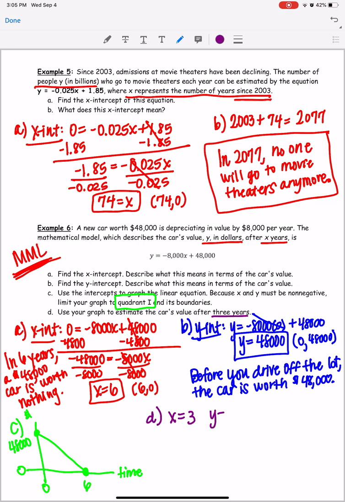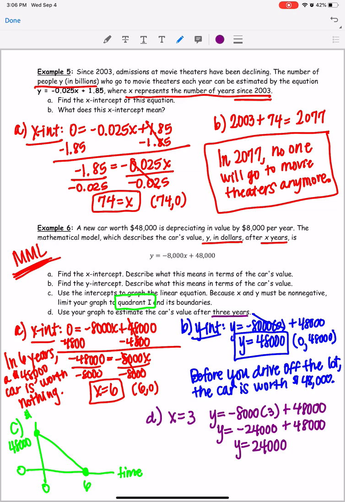So we've got y equals negative 8,000 times 3 plus 48,000. Now again, you can do this part by part if you want. Negative 8,000 times 3 is negative 2,400. No, let's add another 0. Let's try 24,000. Then plus 48,000. That means my y here is 24,000.